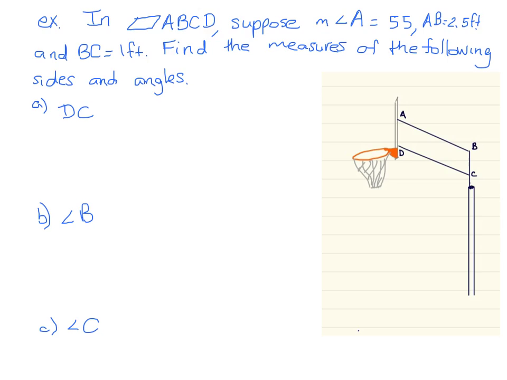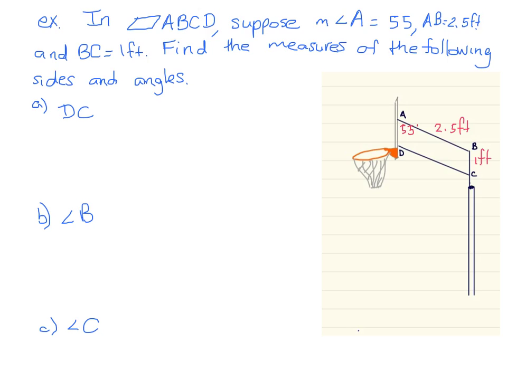Okay, so here in this example, we have a parallelogram, and angle A is 55 degrees, side AB is 2.5 feet, and side BC is 1 foot. And we're being asked to find certain angles and certain measurements. The first thing I would do personally is to fill in the information that we have been given. So we know again that angle A is 55 degrees, so I'm going to write that here. And we know that side AB is 2.5 feet, so I'm going to put that here. And we know BC is 1 foot, so I can put that right here.